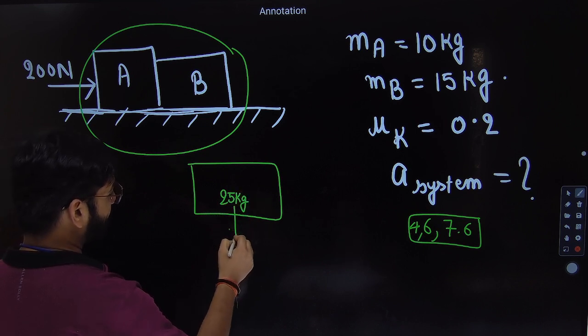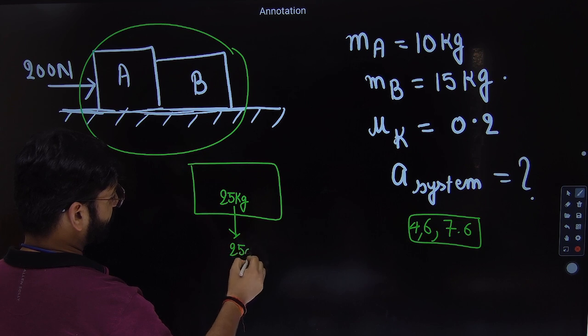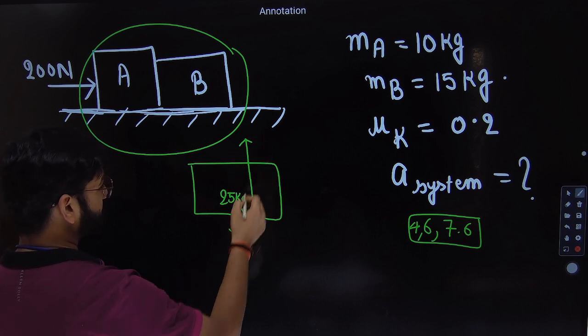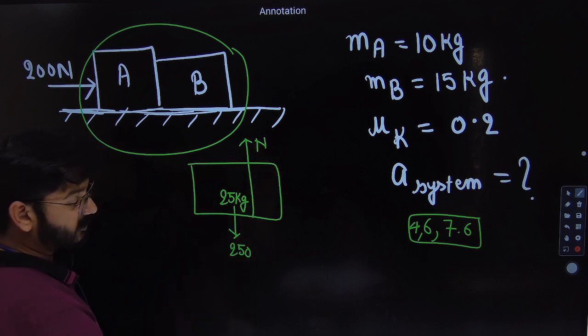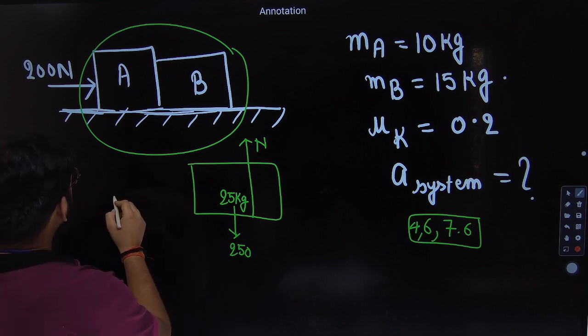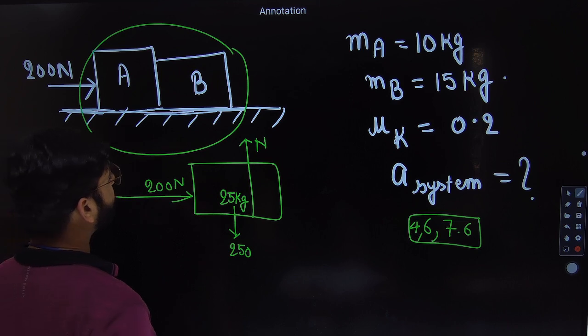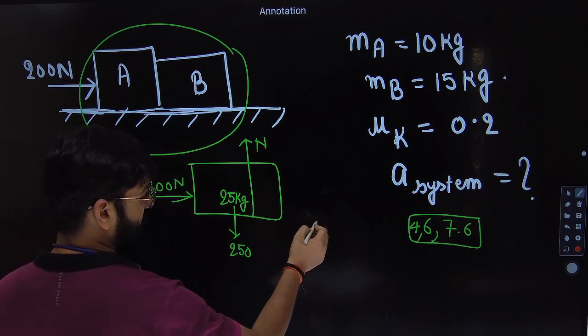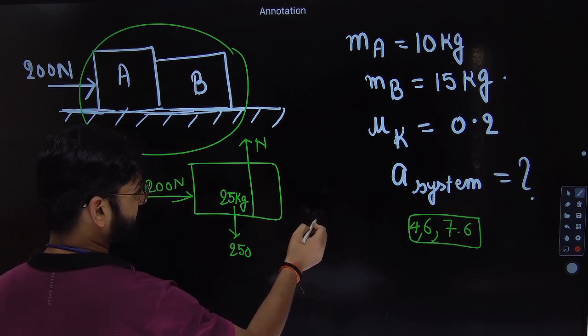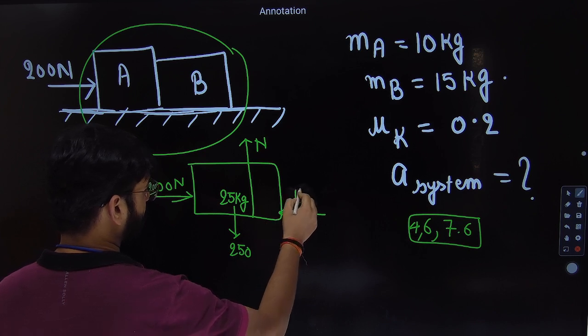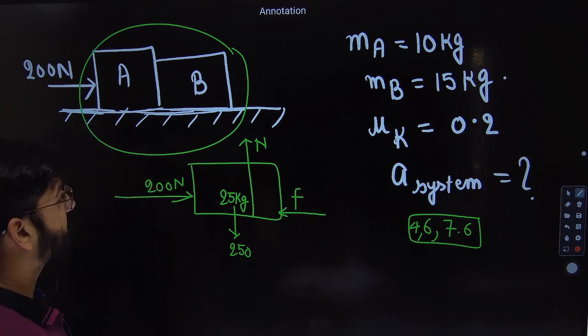So what will be the weight? 250. And what will be the normal? So N will be equal to how much? 250. You will apply a force of 200. So friction will be in which direction? Left or right? Left. So this is the friction.